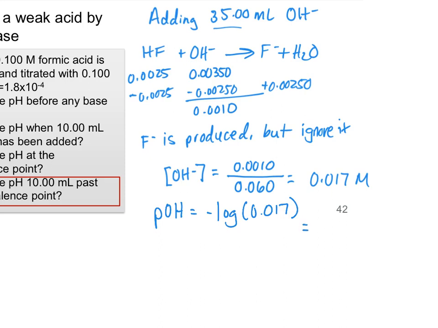And I get 1.77 for my pOH. And so I get 12.23, 12.2, whatever. Yeah, 12.23 for my pH. All right, questions on that?